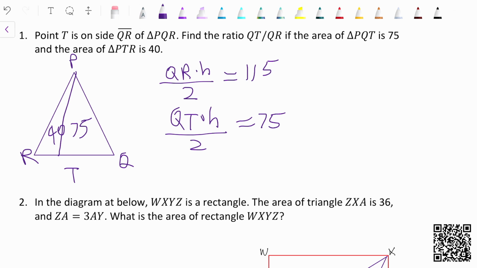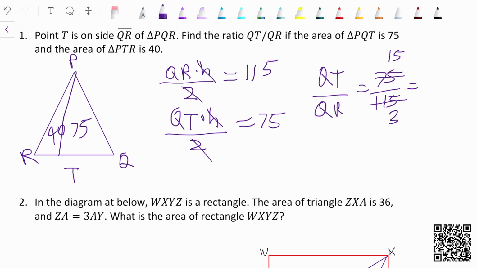So since it's QT over QR, we can divide one equation by the other, and since H divided by 2 is in both, it's all gone. So QT over QR is equivalent to 75 over 115. Simplifying, we divide by 5, so 15 over 23. So we'll just get 15 over 23 as our final answer.